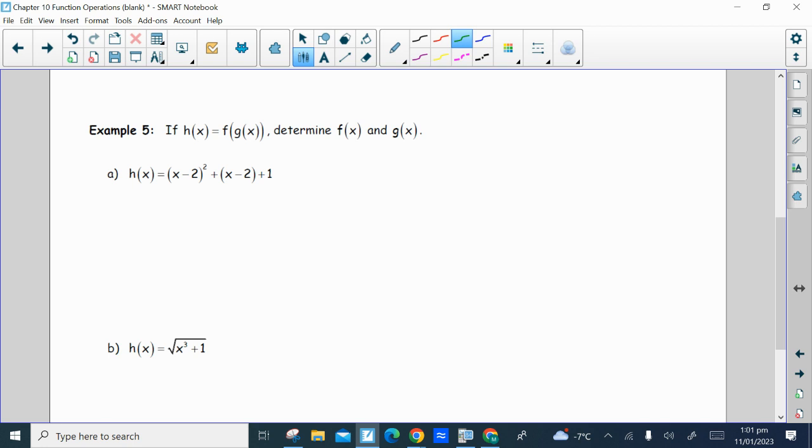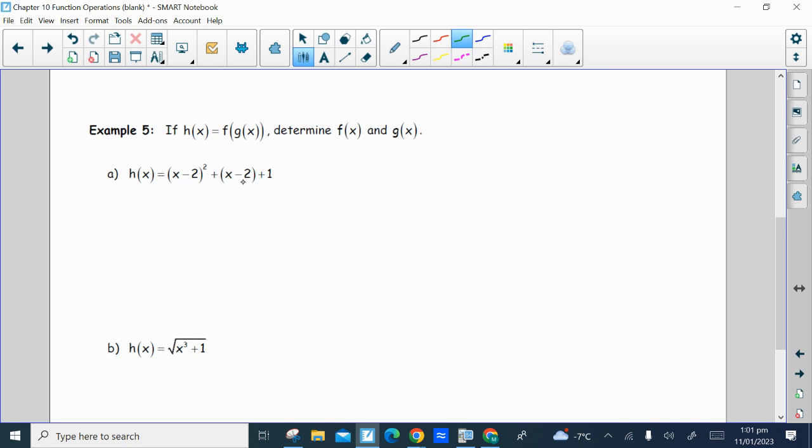Number 5, you're given that h at x is f at g at x. This one says determine f at x and g at x. So it's like we're working backwards. So what you need to do here, in some cases, is look for a pattern. You see that you have two terms that involve x minus 2. So again, you've got to think about this, that g was embedded into f. Wherever we see the variable in f, we replace it with g.